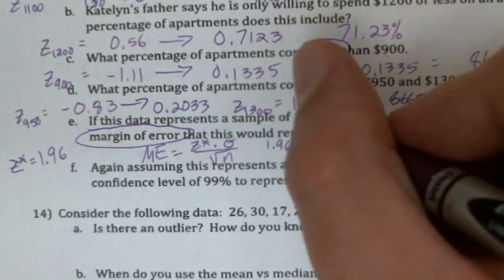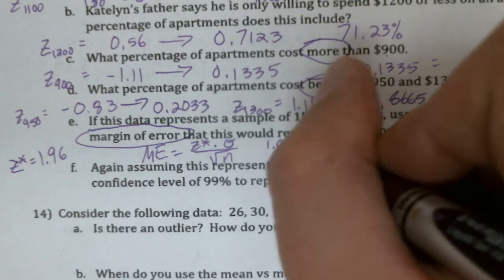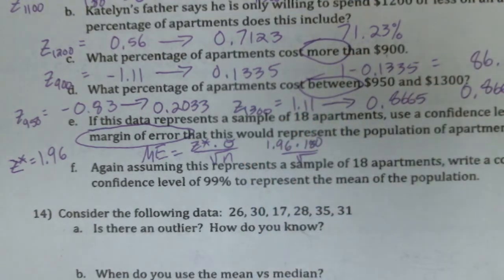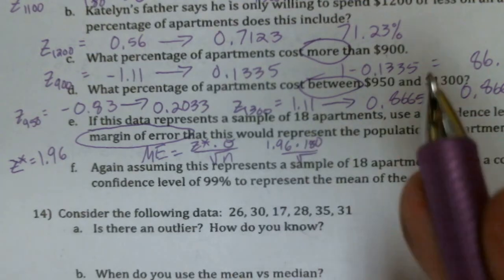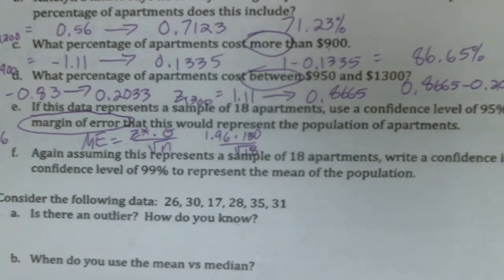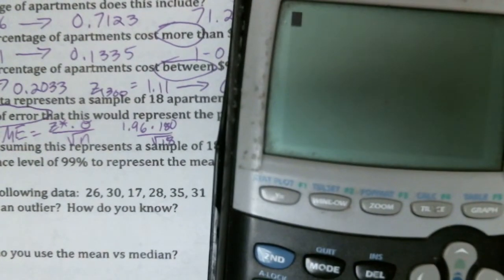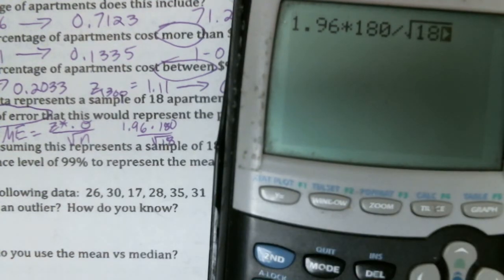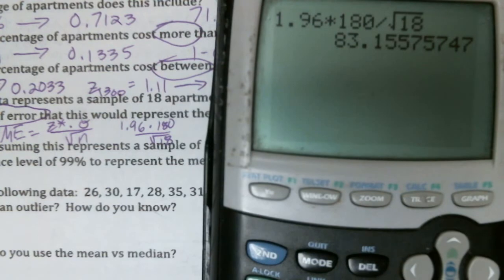Times 180, divided by the square root of the number of samples. How many are we talking about? We're talking about 18 apartments, so it's the square root of 18. All right, type all that in your calculator: 1.96 times 180 divided by the square root of 18, and there is my margin of error.